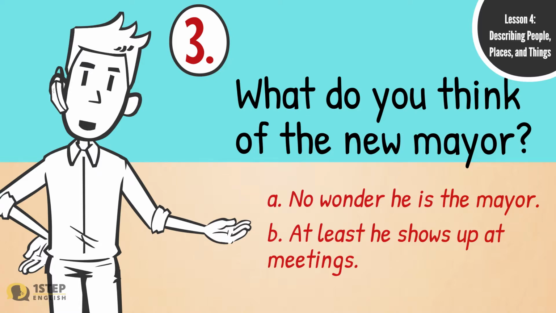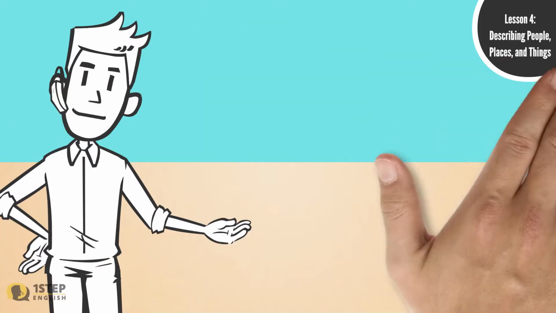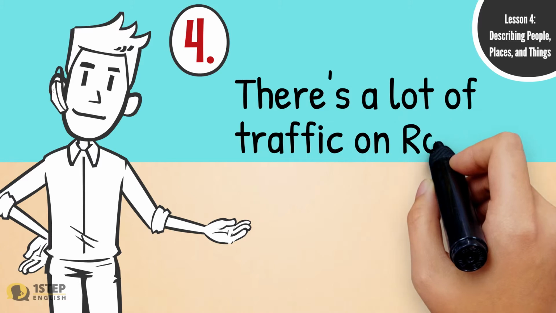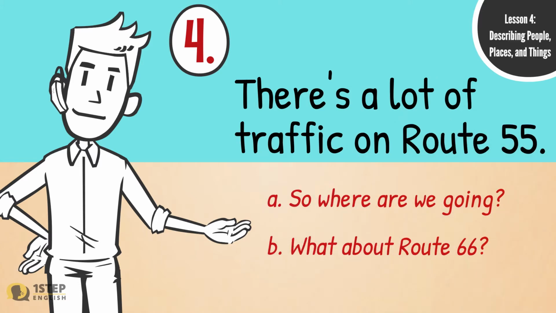Three. What do you think of the new mayor? A. No wonder he is the mayor. B. At least he shows up at meetings. The correct answer is letter B. At least he shows up at meetings. Four. There's a lot of traffic on Route 55. A. So where are we going? B. What about Route 66? The correct answer is letter B. What about Route 66?